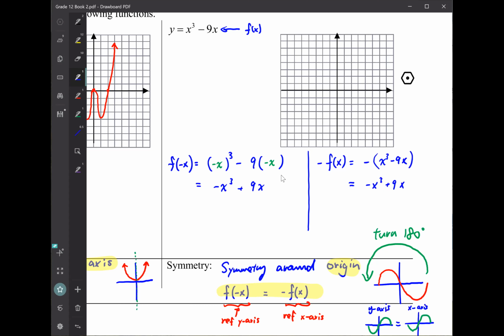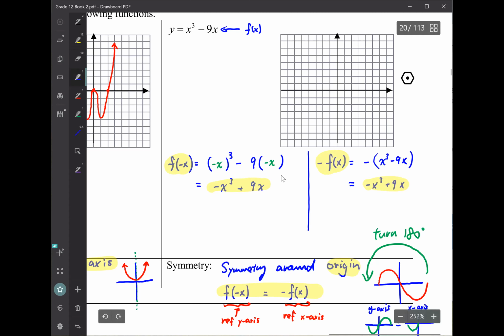Okay, so now you can see that the left side and the right side are the same. So without drawing the picture, we know this one should have a symmetry around the origin. Okay, so this is how you can test when you are given a function. So let's actually draw out the function now.